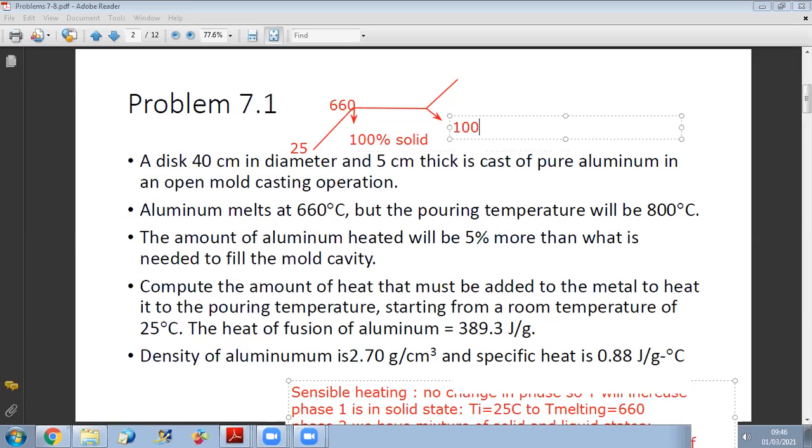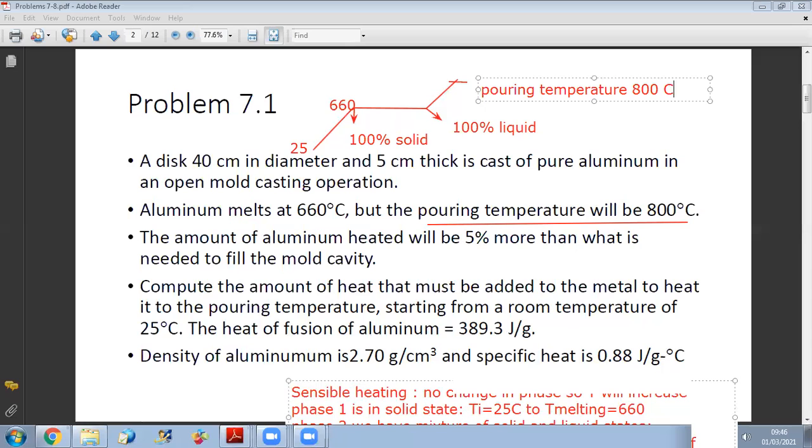So here it's 100% liquid. And finally, once I reach the 100% liquid state, when I continue to supply heat, my temperature will continue to increase until reaching the desired pouring temperature. Here the pouring temperature is 800. So I will heat until the pouring temperature, which is 800 degrees.